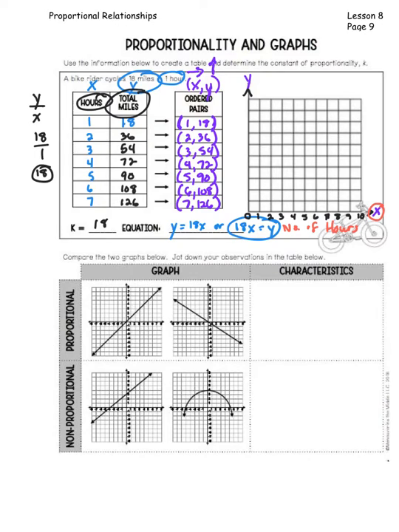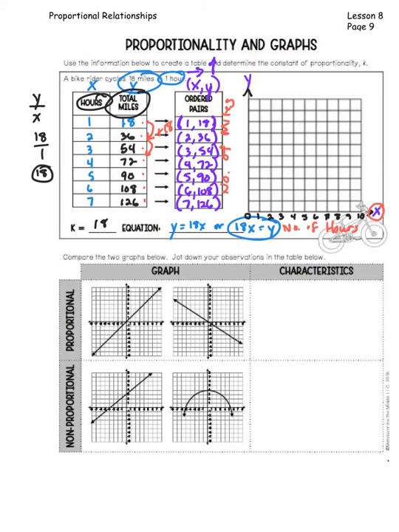So we're going to write that. We're going to tell our reader that this vertical line is talking about the number of miles. And you may have noticed that each of these numbers, they don't go up consecutively. However, there is a pattern. We're actually adding 18 each time we move.